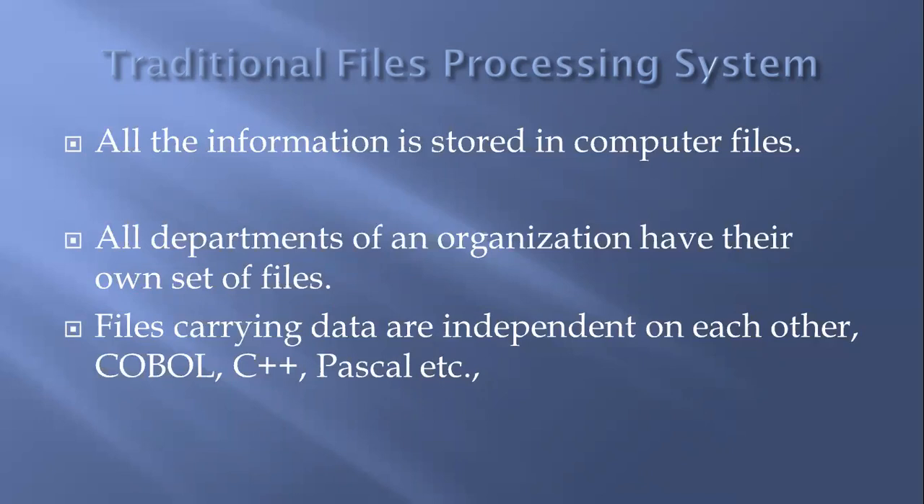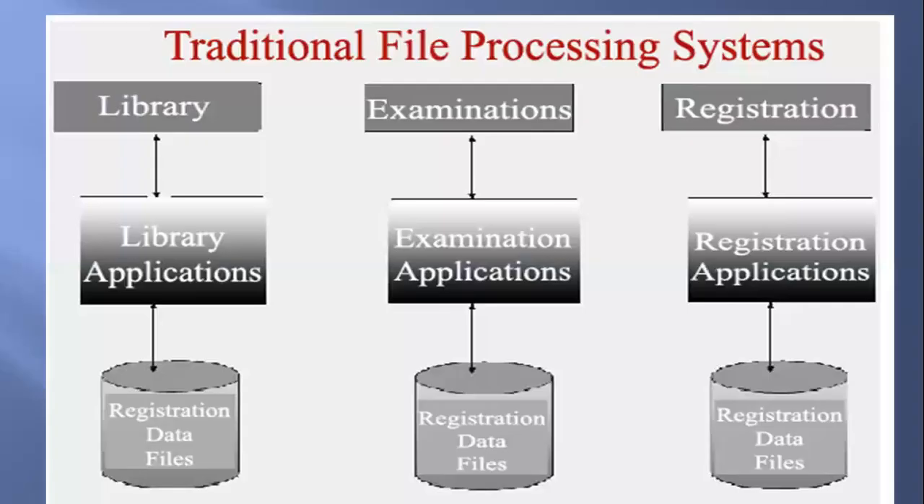Files carrying data are independent of each other, say COBOL, C++, Pascal. Let's take an example to illustrate the traditional file processing system. Let's take an example of a college where the student record for examination is stored in different files, and the library record is stored in a different file, which creates many duplicate values.